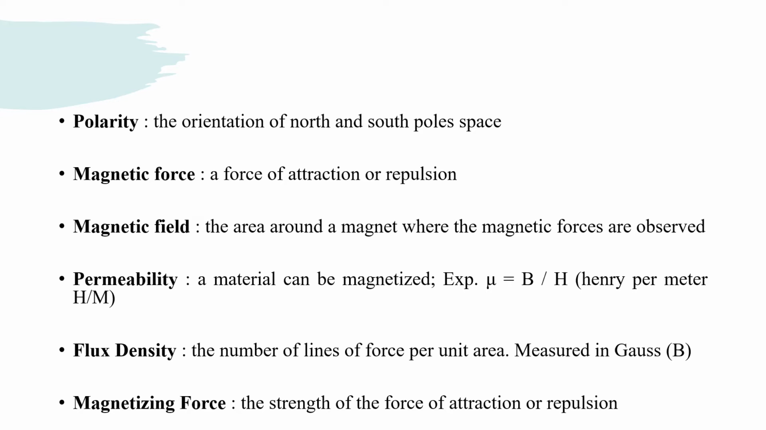Then comes flux density: the number of lines of force per unit area is called flux density. Next is magnetizing force: the strength of the force of attraction is called the magnetizing force.